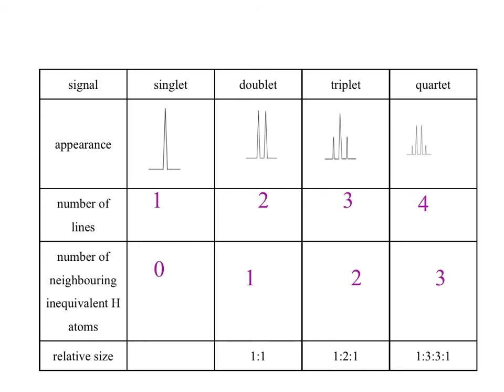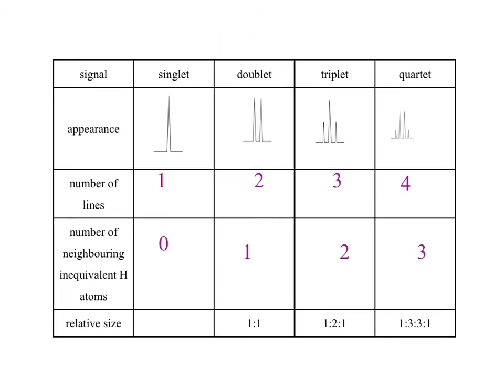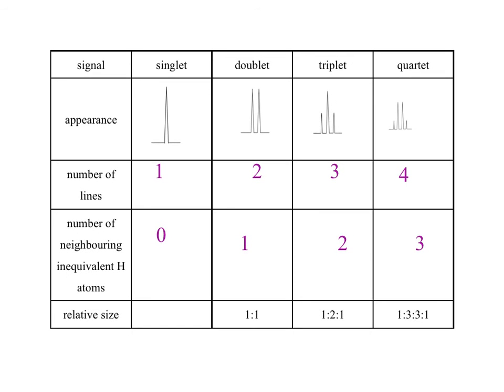Predict this me on page 11. You've got a table to sum it all up. Now I'm hoping as we analyse those spectra that you noticed that a singlet, a doublet, a triplet and a quartet always appears the same.